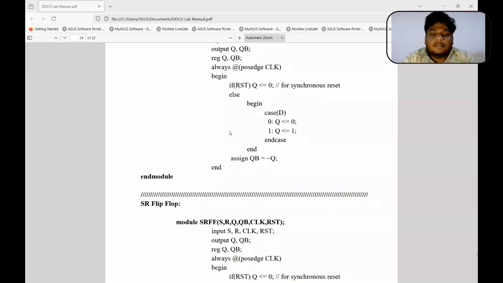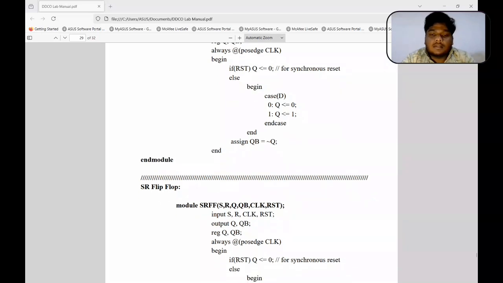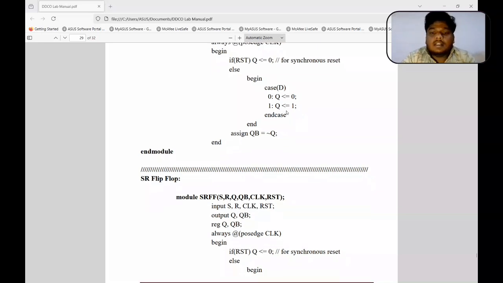This is the always block. Always when the clock triggers, then program execution starts. If reset value is 0, it is a synchronous reset, else case for D starts. When input is 0, output is 0. When input is 1, output is 1. Here the case ends. Assigning QB equals inverse of Q, because QB is the complementary output of Q.